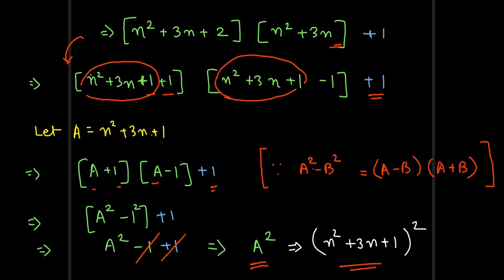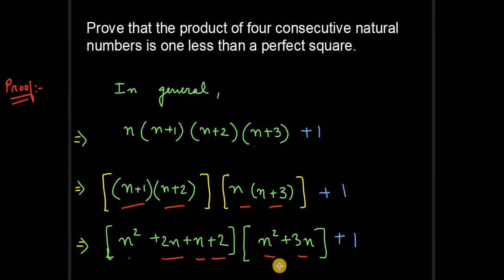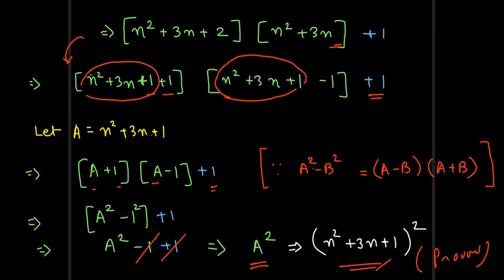So यहाँ पर हम लोग prove कर चुके हैं. So we can say it is proved that the product of four consecutive natural numbers is one less than a perfect square. We have proved it just the other way, that is we have taken plus 1 with these four consecutive natural numbers and proved that it is a perfect square, right?